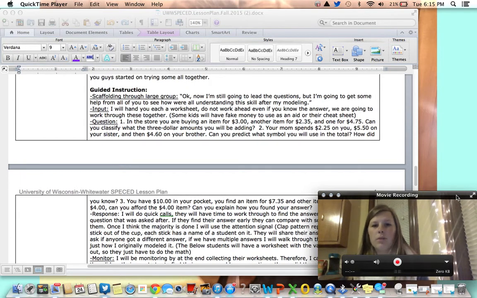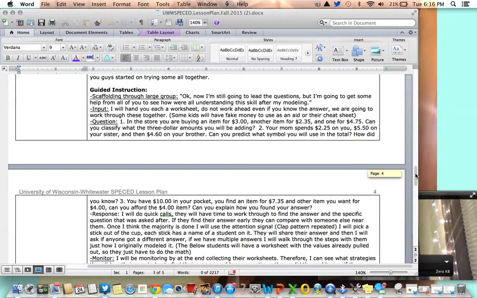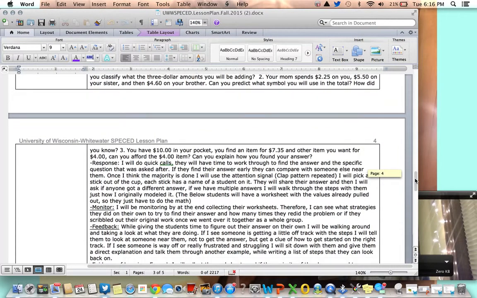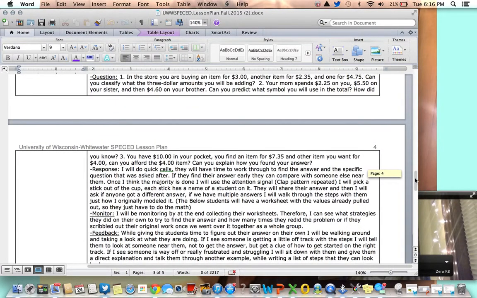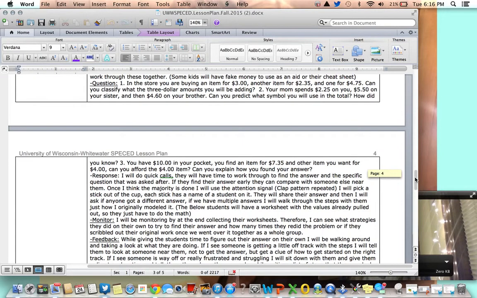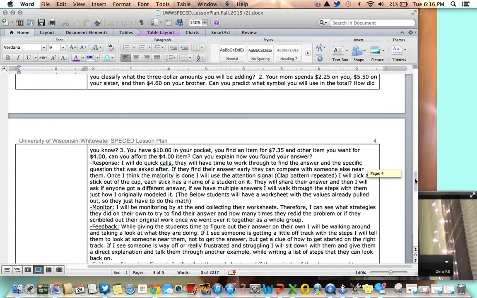And I would give them a specific question about each one after. That's working through Bloom's taxonomy, just to get some higher level questions. So like a couple of the questions would be, can you predict what symbol you will use in the total, and how did you know what one you were going to use? And then for the first one, what are the 3 amounts that you will be adding? So that's just practicing them pulling out the numbers for the word problem. And then, can you explain how you found your answer?